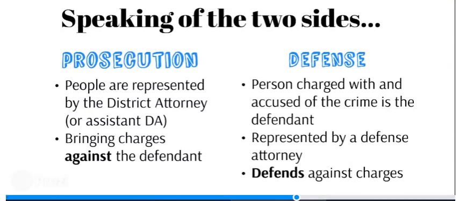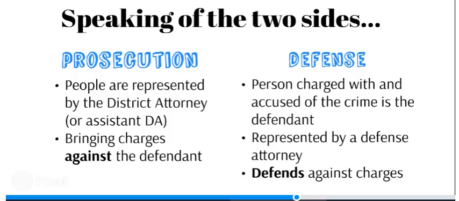All right. So we've got two sides. You should already know this. You do already know this. The people are represented by the district attorney. So the people versus blah, blah, blah. The people versus O.J. Simpson, right? The people are represented by the district attorney or the assistant district attorney. So the DA or the ADA.